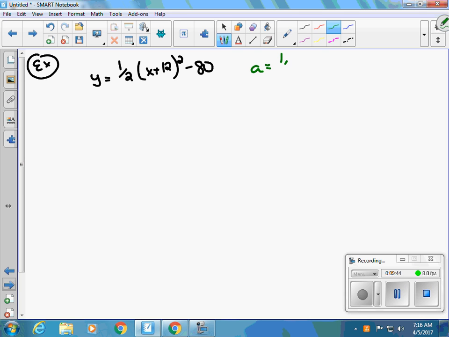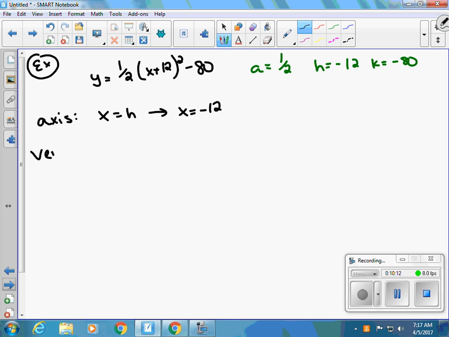a in this case is 1/2. h is negative 12. k is negative 80. So notice h was inside the parentheses, so it came out as a negative, but the negative 80 was outside the parentheses, so that sign didn't change. So the axis of symmetry is going to be at x equals h, so that's x equals negative 12.